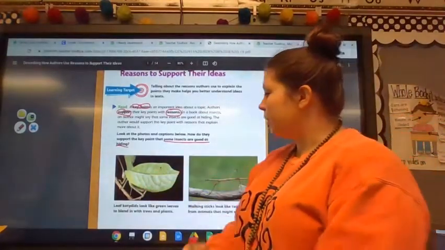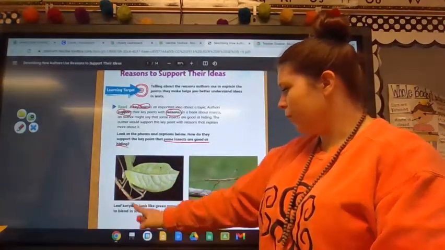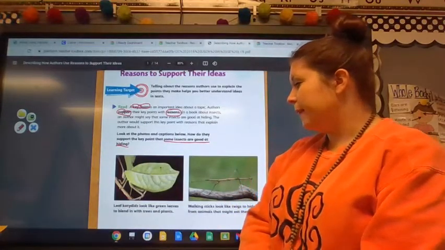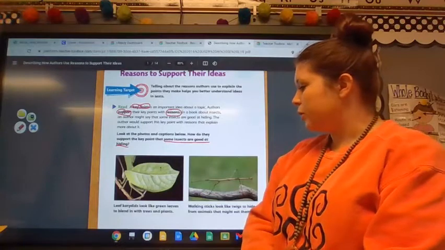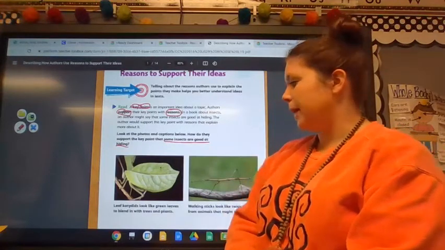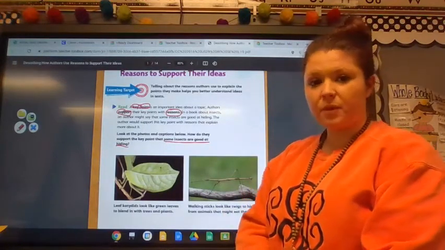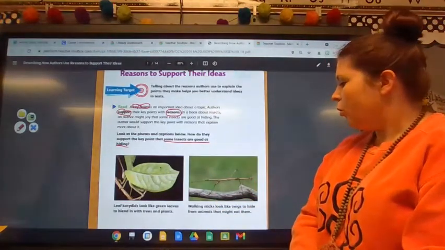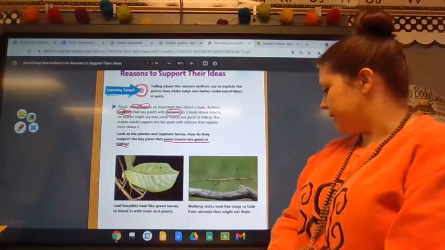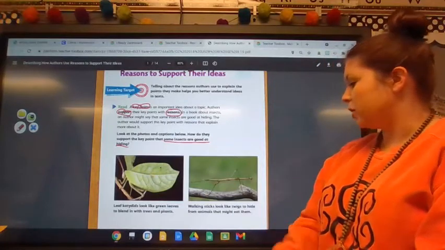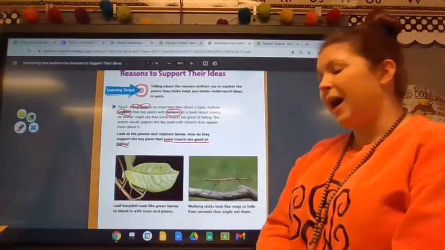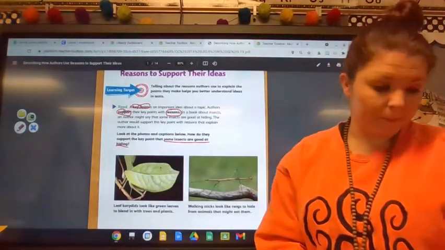So let's look at the photograph here and read the caption. Leaf katydids look like green leaves to blend in with trees and plants. Okay? Now let's look at the second photograph and the caption. Walking sticks look like twigs to hide from animals that might eat them.